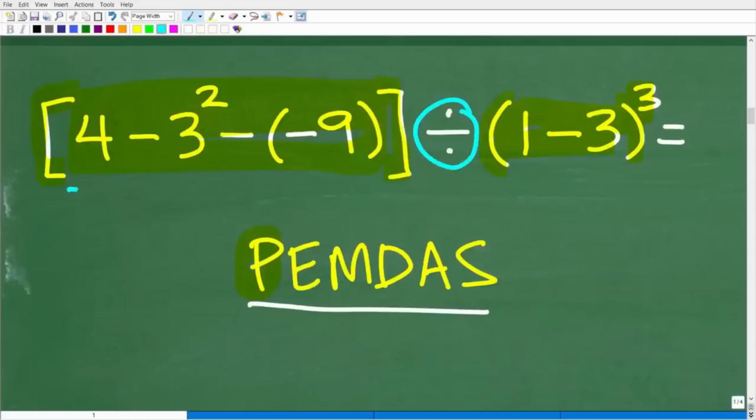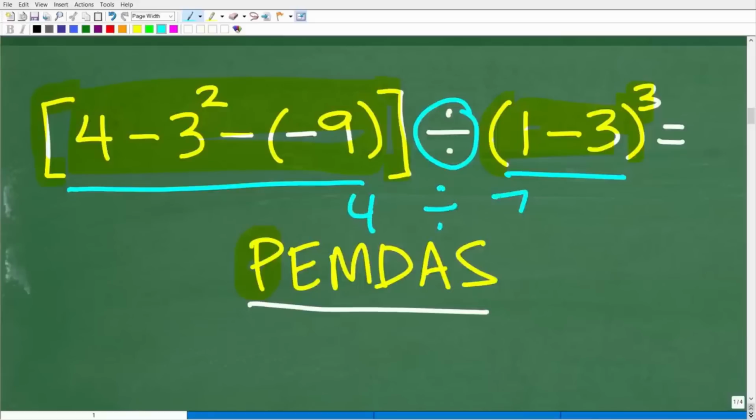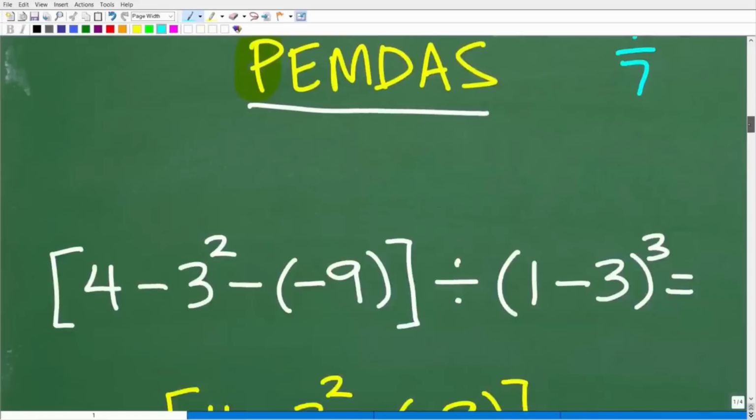So the best way to look at this problem is as a fraction. Okay, so this would be the numerator. It's this thing being divided by this. In other words, if you had 4 divided by 7, that's equal to 4 over 7. So it's very helpful to express this problem or to think of it as a fraction where we have a specific numerator and denominator. And let's go and do that right now.